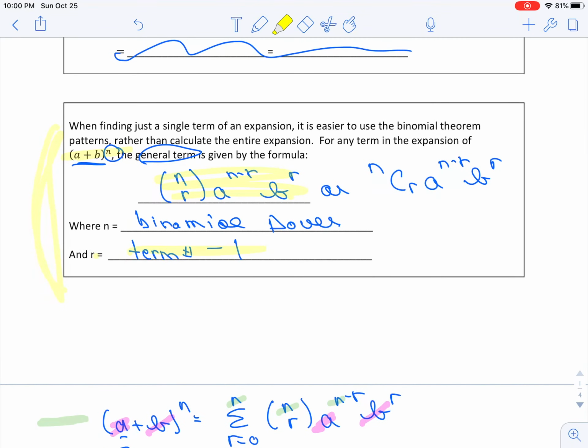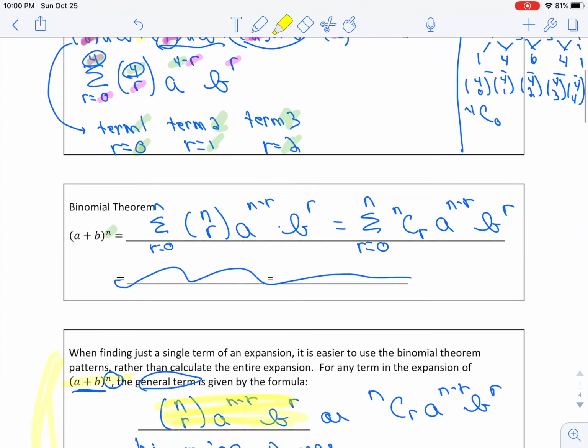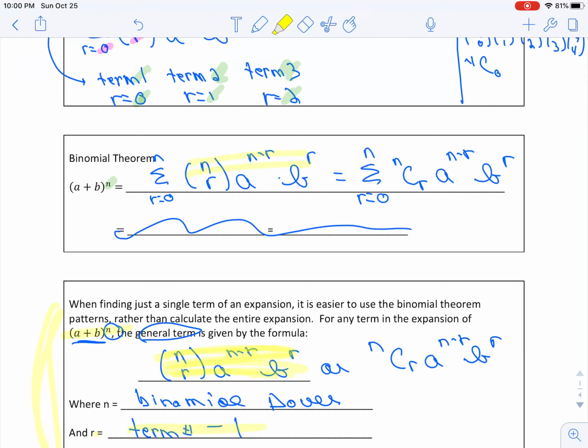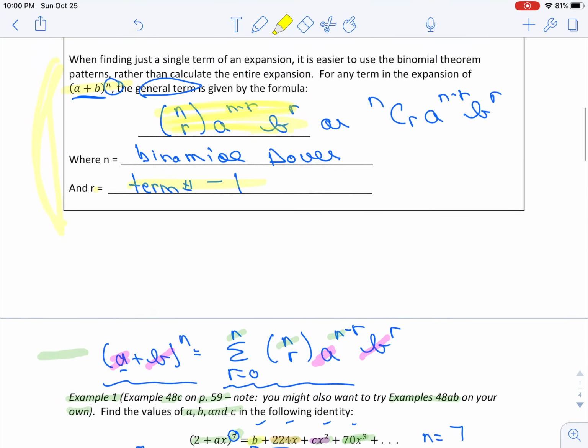I've written here the information from the first page, where we talked about in the expansion of a plus b to the n, that the general term is just this: n choose r, a to the n minus r times b to the r. And remember that that comes from right here. That's what the term is. This is just telling us we're adding a whole bunch of terms up.